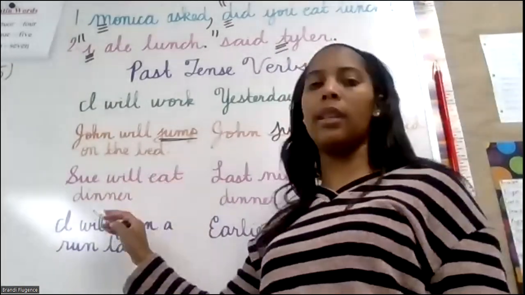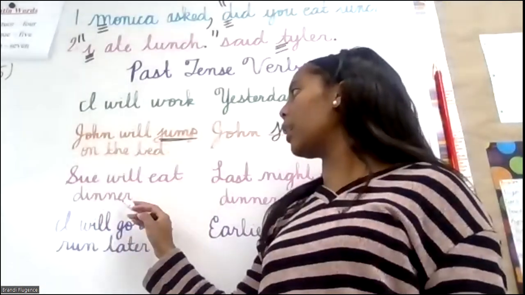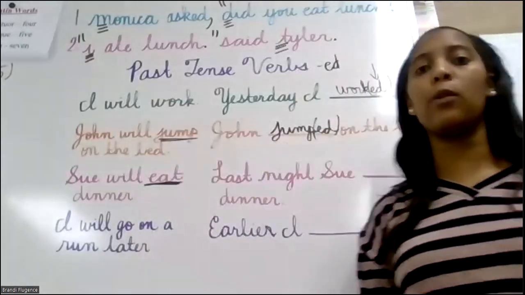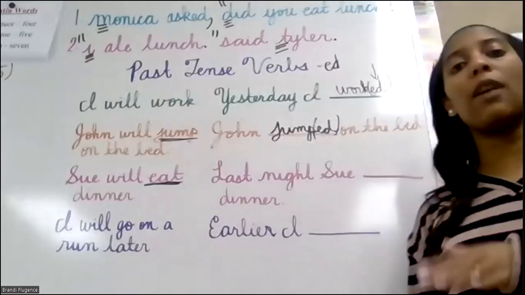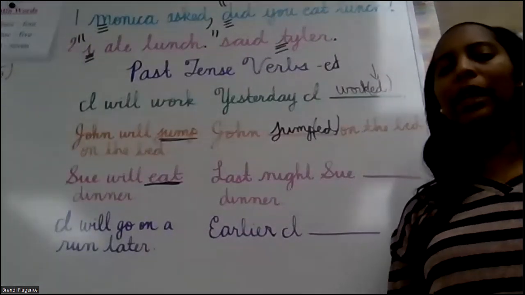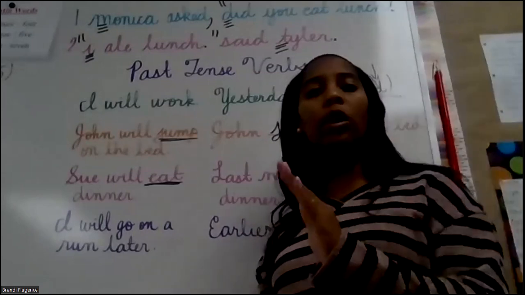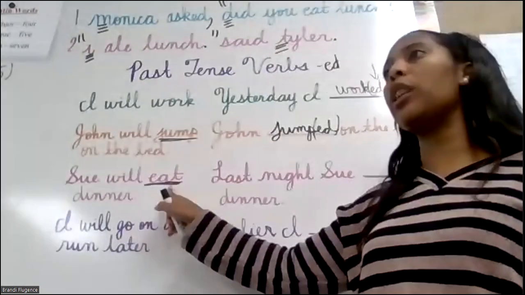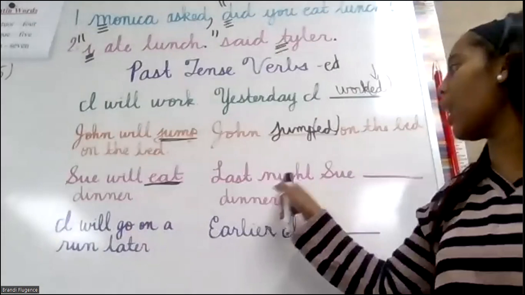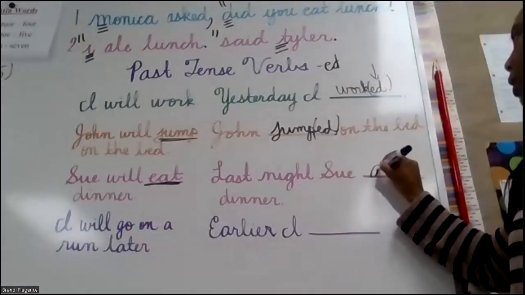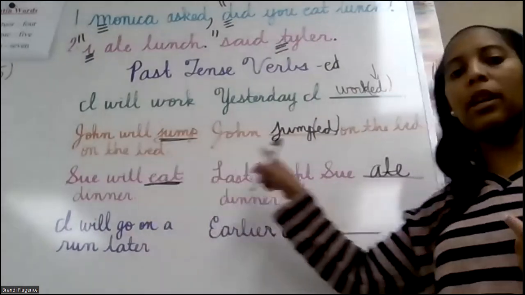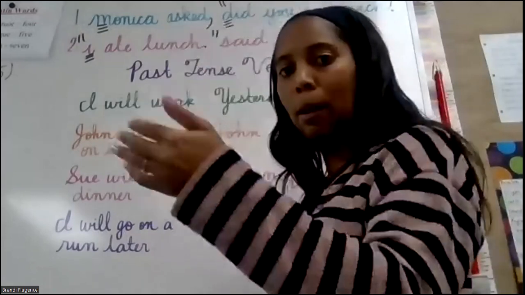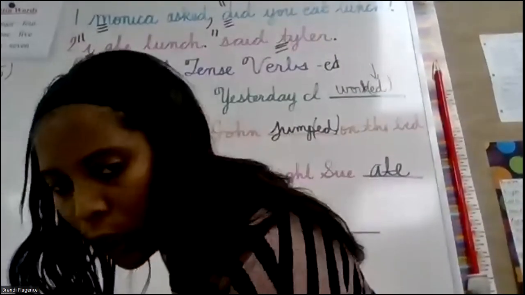Let's look at this one. Sue will eat dinner. So did she eat yet? No, eat is our verb. Now, some past tense verbs, you don't add ed at the end of it. Sometimes you have to change the whole word. It does not turn into eated. That's not the word. Sometimes you will add ed. Sometimes you have to change the word. So this is a case of that. Sue will eat dinner. She didn't eat yet, but once she eats, we're going to say last night, Sue ate dinner. So to show the past tense of eat, it becomes ate. So past tense verbs are verbs that happened already. Once it happens already, it's called a past tense verb.